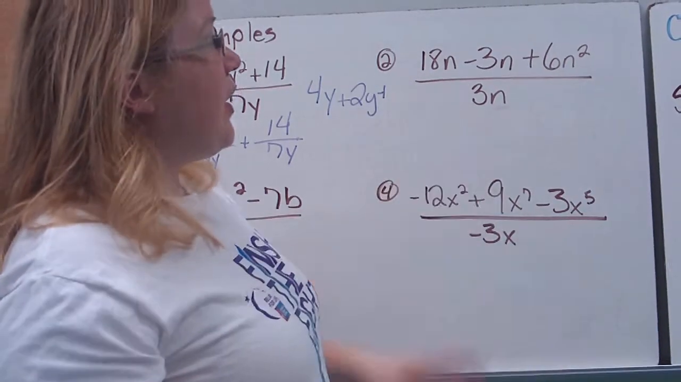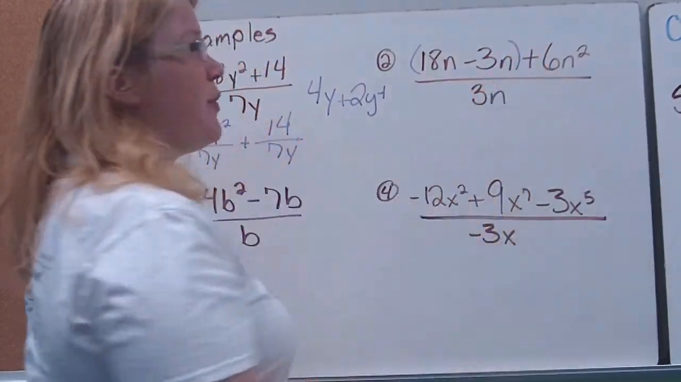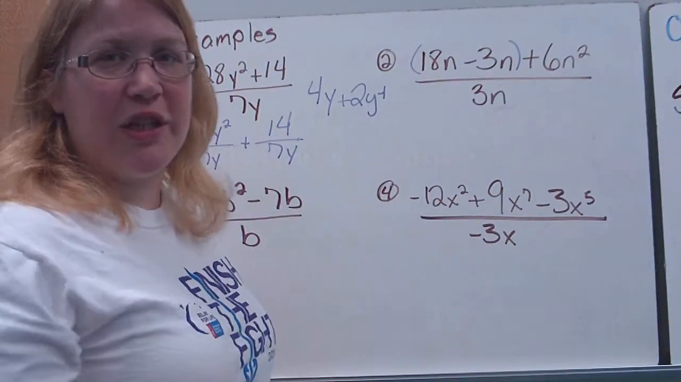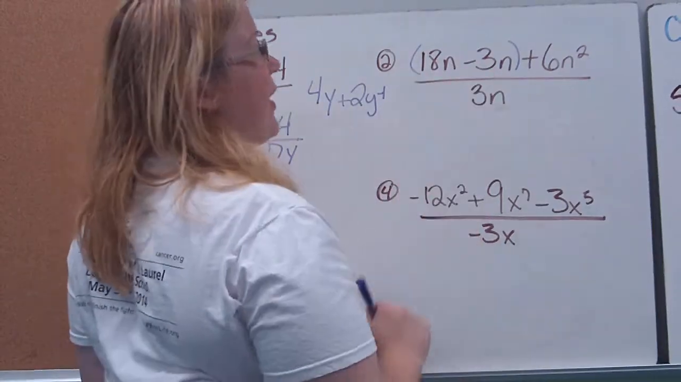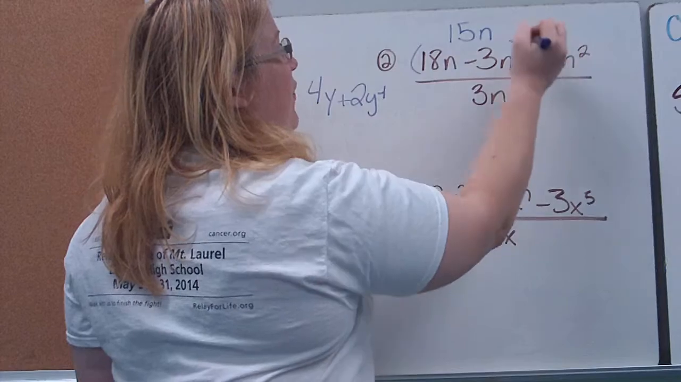All right. Here, what I notice is rather than doing three different divisions, I notice I have like terms up here. So the first thing I'm actually going to do is simplify this by combining my like terms. 18n minus 3n leaves me with 15n.